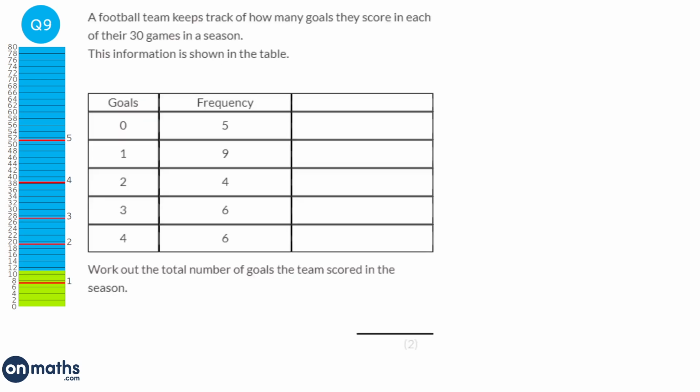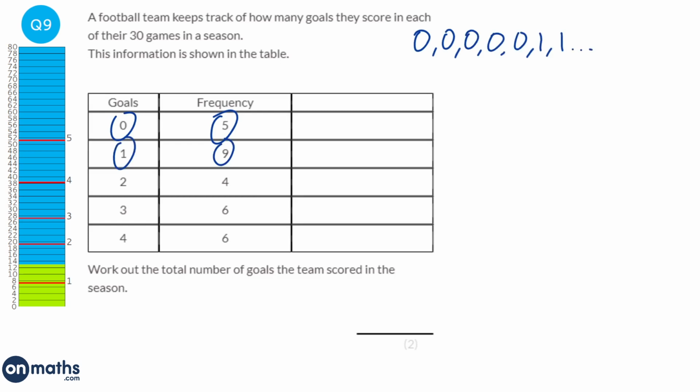And there we go. If you imagine these numbers written out as a list, there would be 5 lots of zeros, so 1, 2, 3, 4, 5. There'd be 9 lots of 1, so 1, 1, etc., etc.